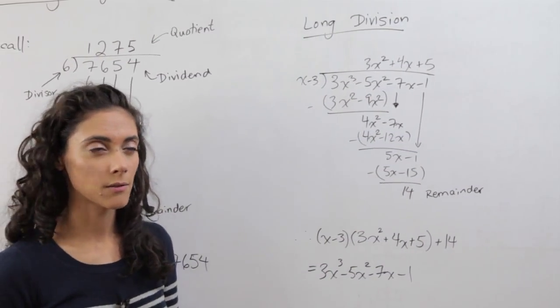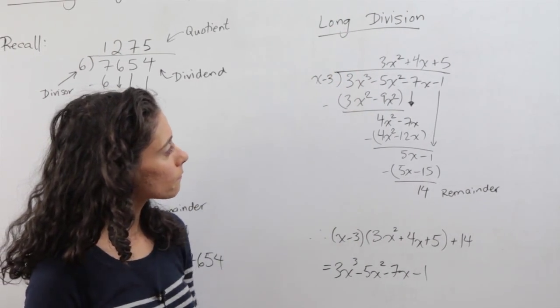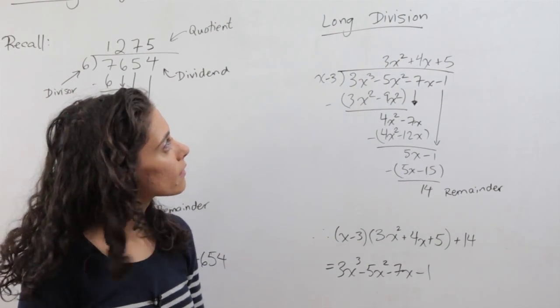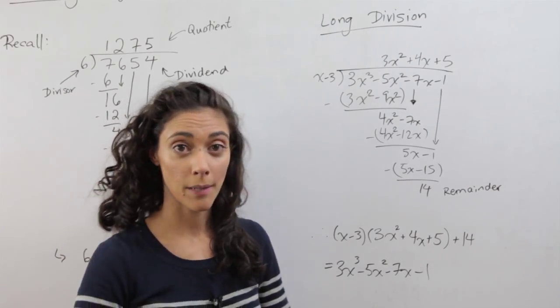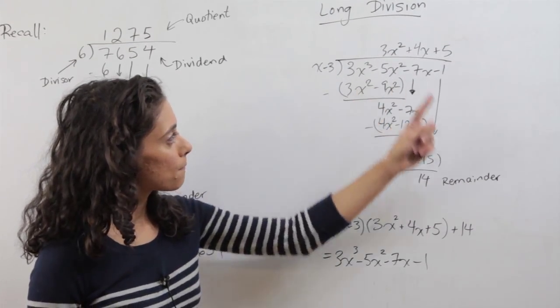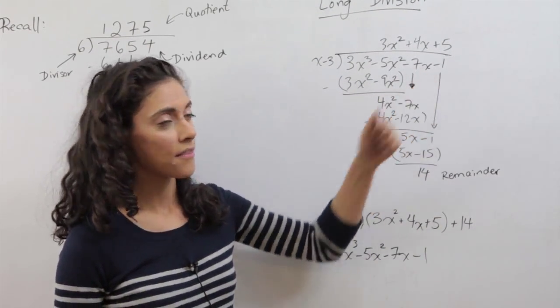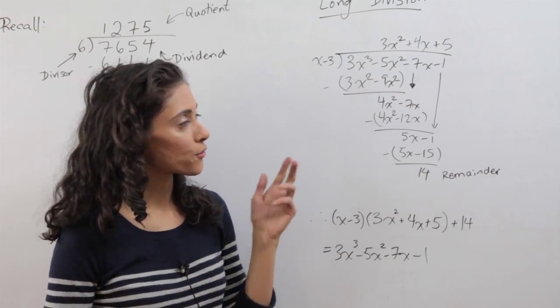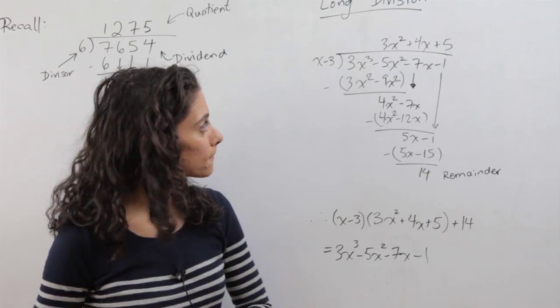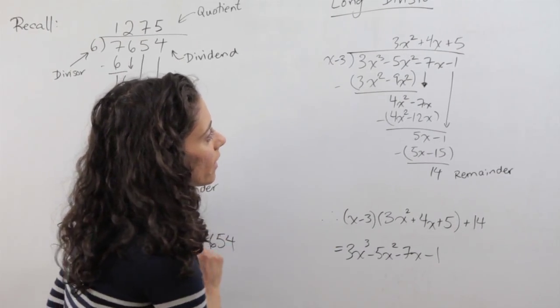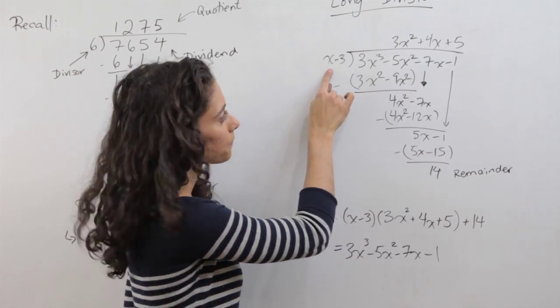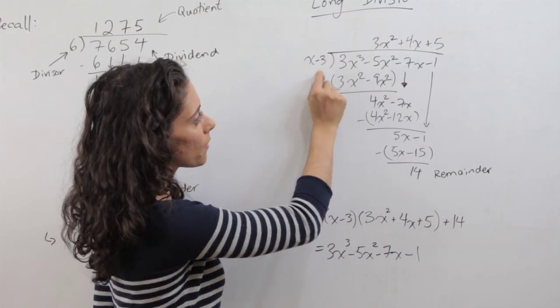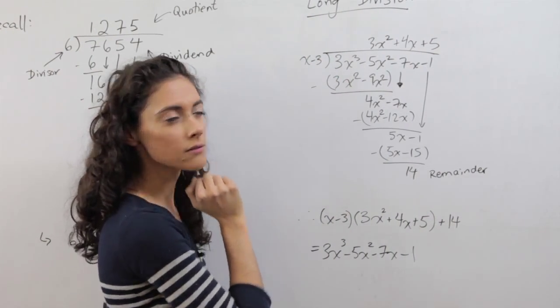The process is identical. So say I want to divide 3x cubed minus 5x squared minus 7x minus 1 by x minus 3. So I set up my long division. The dividend, the thing being divided, goes in there. The divisor goes in there. My answer will be my quotient, and I'll probably get a remainder. So we start in much the same way. We look at the first term over here and the first term in there. Don't worry about the second term, it'll take care of itself.